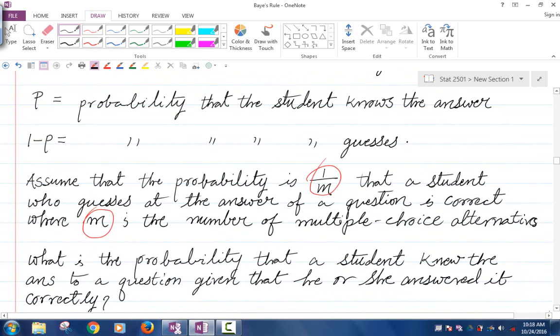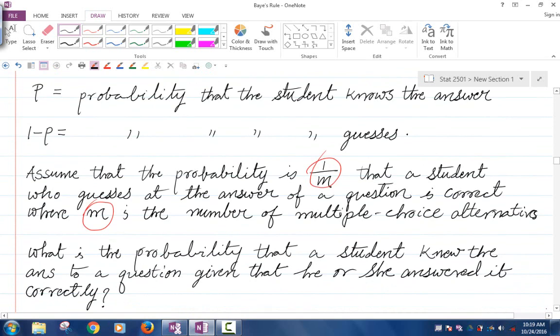The question is, what's the probability that a student knew the answer to a question given that he or she answered it correctly? Okay, let me know when you're done writing it down.